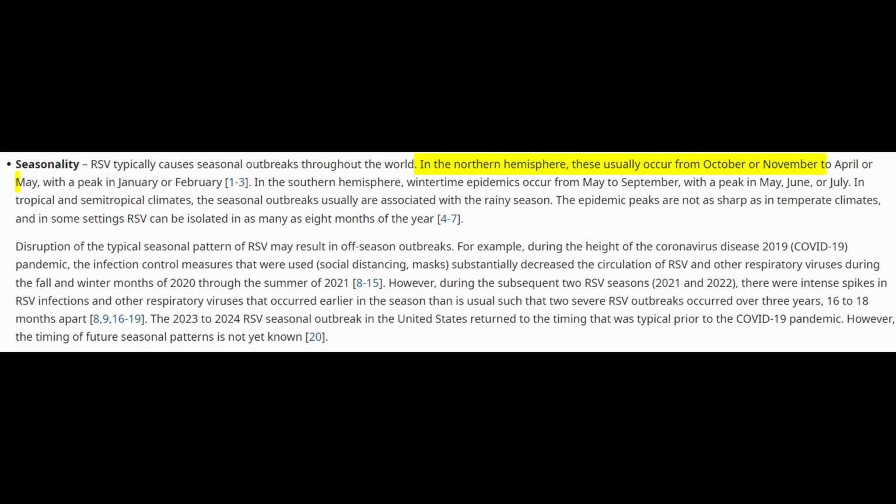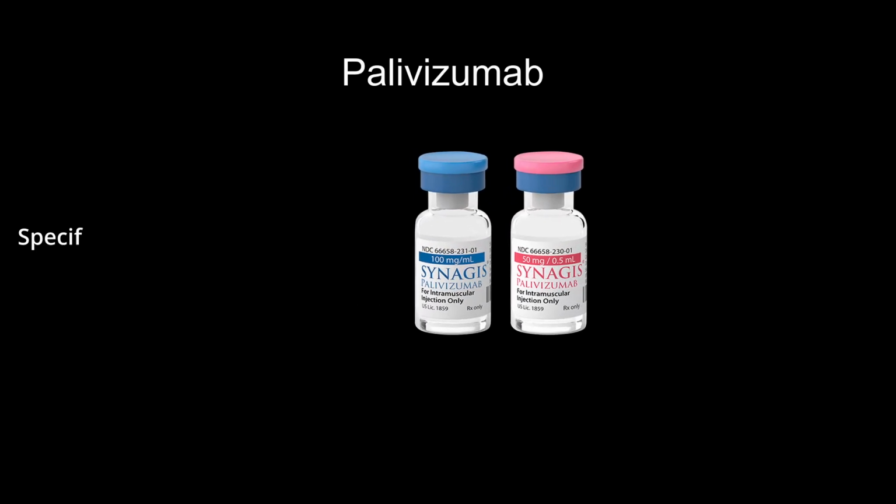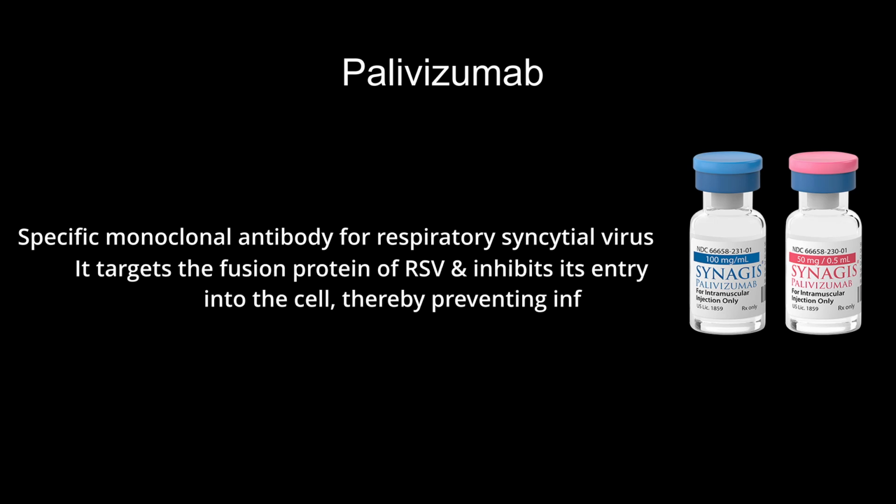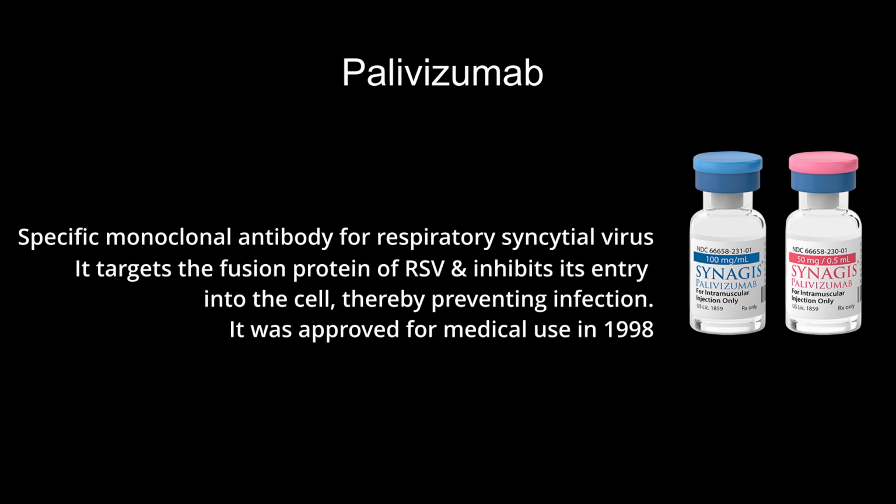In the northern hemisphere, the RSV season usually ranges from October or November to April or May, with a peak in January and February. In the southern hemisphere, wintertime epidemics occur from May to September, with a peak in May, June or July. Palivizumab is a specific monoclonal antibody for respiratory syncytial virus. It targets the fusion protein of RSV and inhibits its entry into the cell, thereby preventing infection. It was first approved for medical use in 1998.